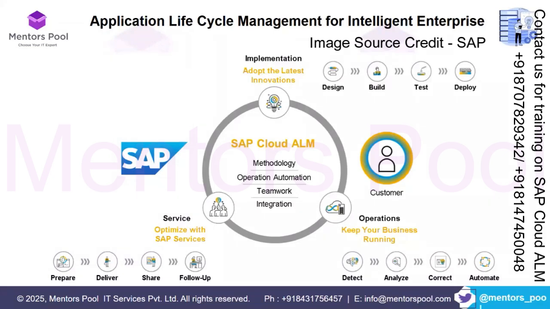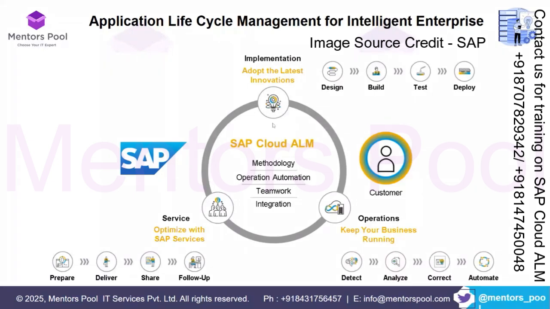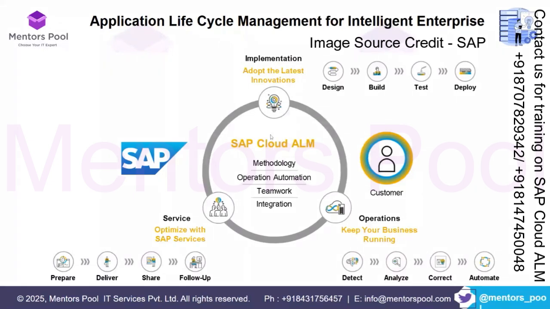So this is how, in the screen, if you see, SAP Cloud ALM helps the intelligent enterprise in these three offerings. Implementation is one of the offerings, operations is one, and services is one. Implementation has the different phases of design, build, test, and deploy, and operations is going to have detect, analyze, correct, and automate. And services is one of the offerings recently added into SAP Cloud ALM in the form of prepare, deliver, share, and follow up.